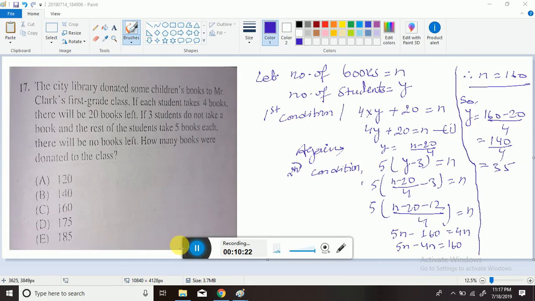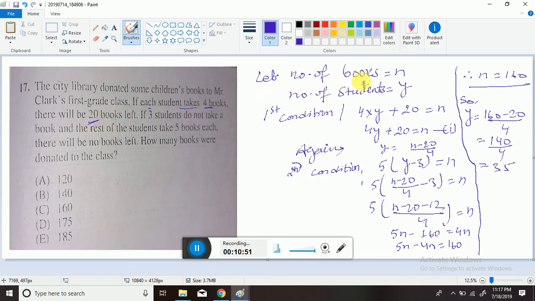Okay, now in this problem, the city library donated some children's books to Mr. Clark's first grade class. If each student takes 4 books, there will be 20 books left. Please let us consider this. Each student takes 4 books, then 20 books are left. That means the number of students will be more than 20 because the books left are 20.